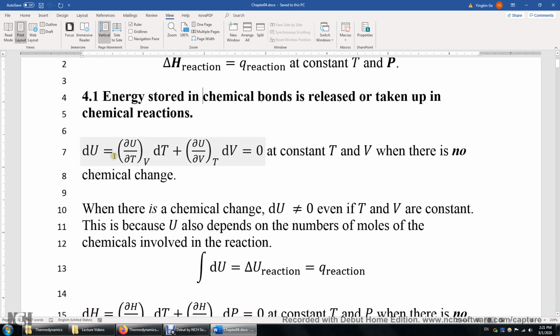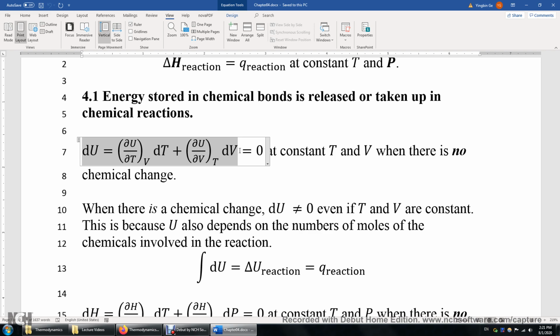Now let's get back to this equation: dU equals (∂U/∂T) dT plus (∂U/∂V) dV. This is the equation for physical changes. When there's no chemical change, this equation is correct. And when the temperature and volume are both constant, dU is 0.